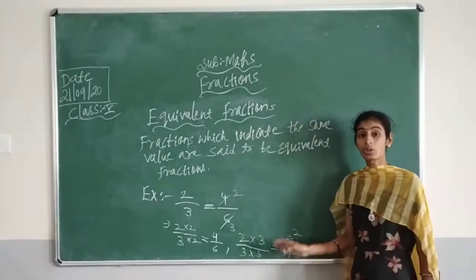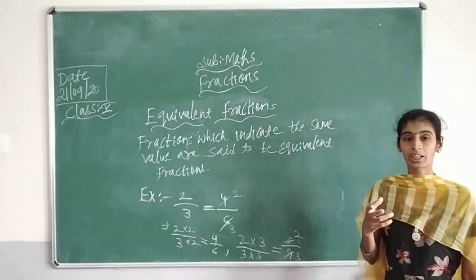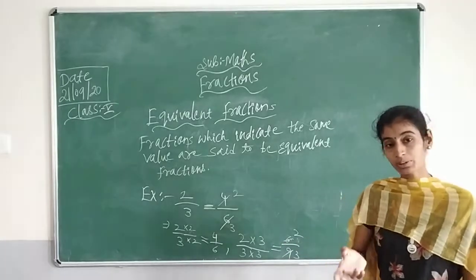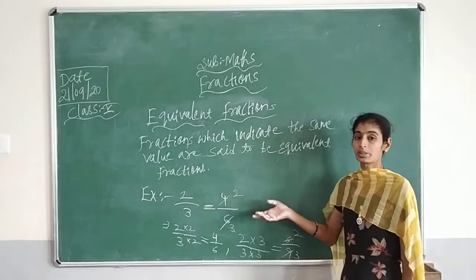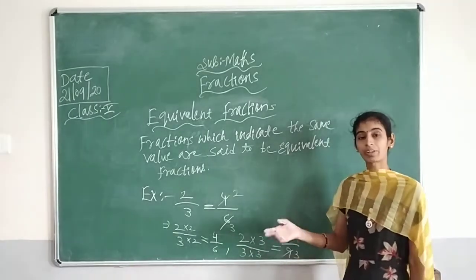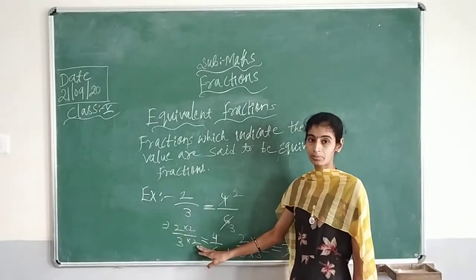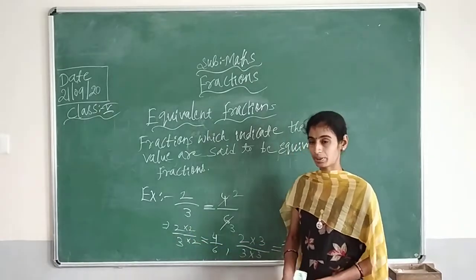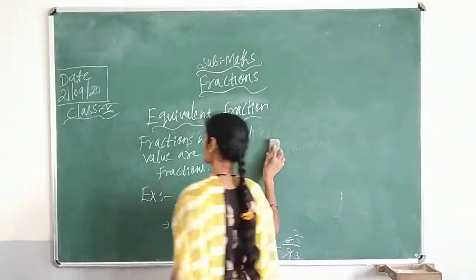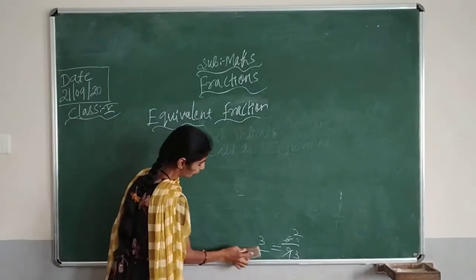So I have explained to you how to identify and how to get the equivalent fraction. For the identification, you can simplify or else you can cross multiply. You can cross check, means check whether the fractions are equivalent or not. And how to get the equivalent fraction? You have to multiply the same number to the numerator and the denominator. With that example, I will show you how to get the next equivalent fraction and how to check whether the fractions are equivalent or not.